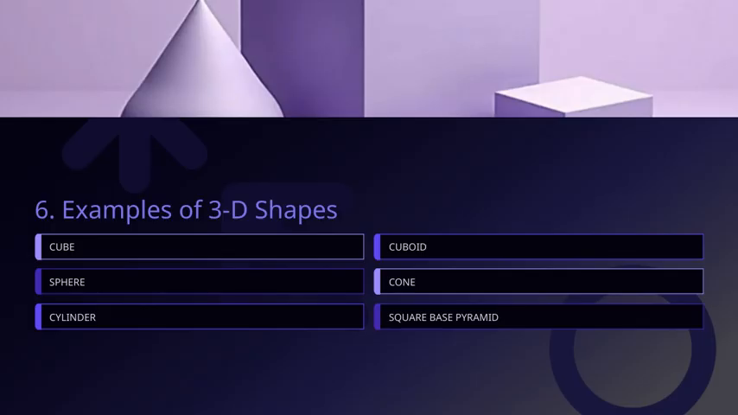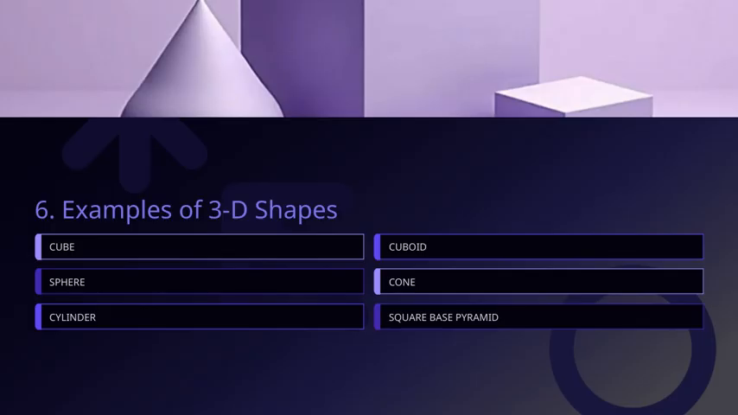Next is the cylinder, which has 2 parallel circular bases connected by a curved surface. Think of a can or a pipe. Then there's the cuboid, also known as a rectangular prism, which has 6 rectangular faces. It's similar to a box and is very common in everyday objects. The cone is a shape with a circular base that tapers smoothly to a point called the apex. An example would be an ice cream cone.